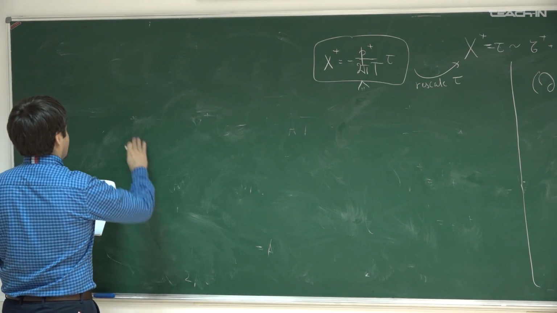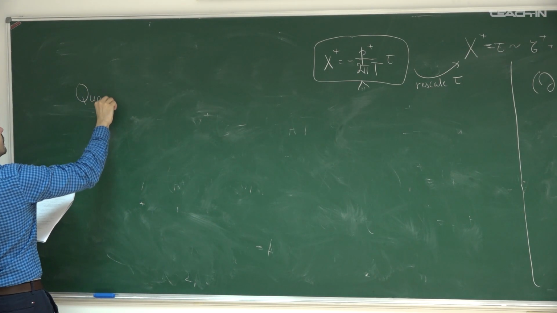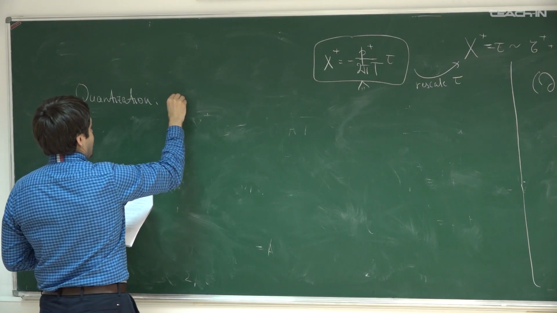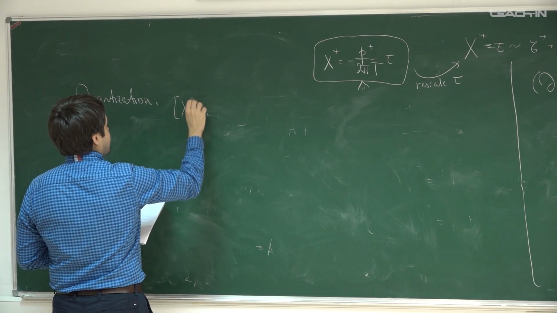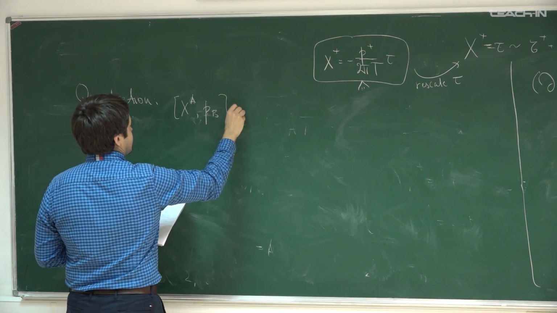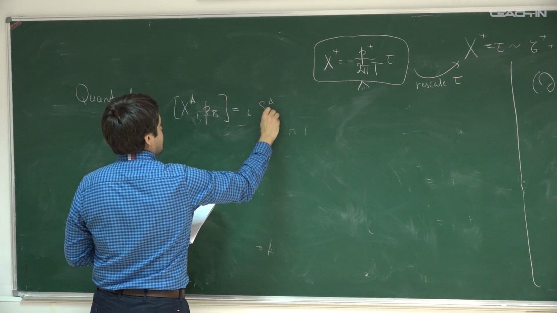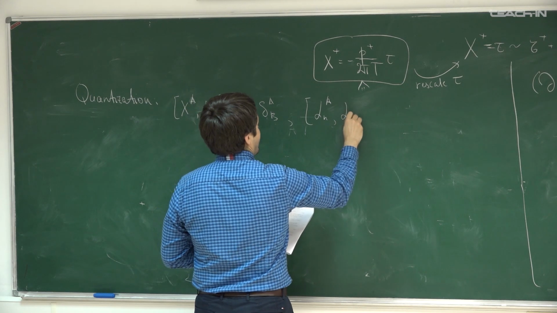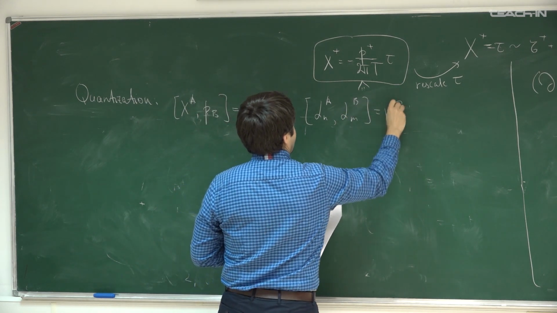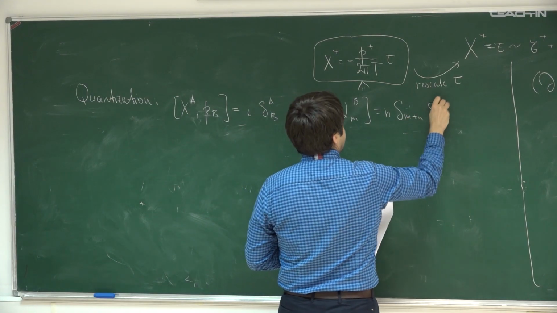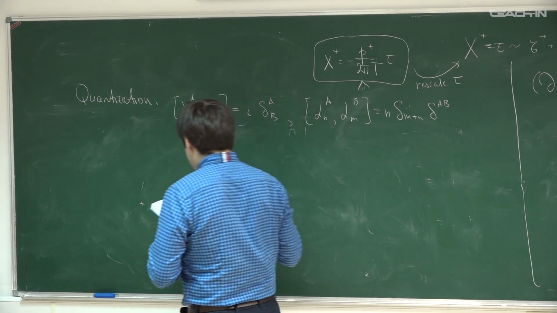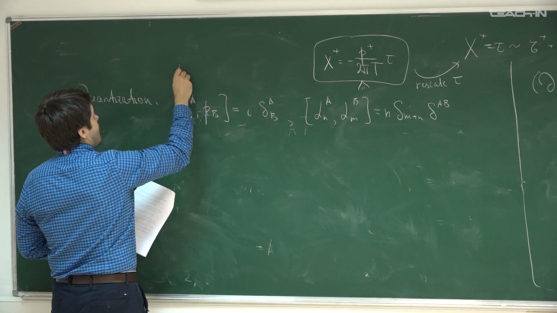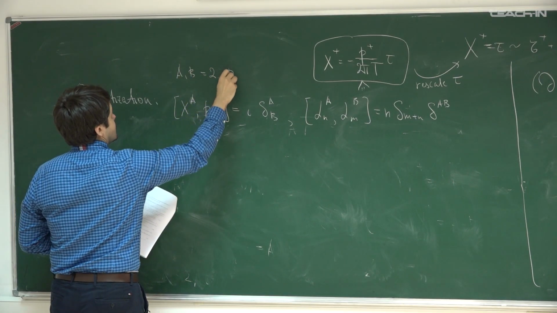So quantization means we replace Poisson brackets with commutators, and so here A and B range from 2 to d minus 1.